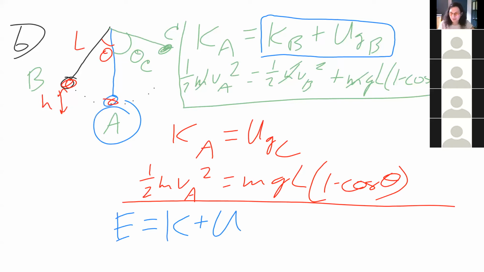Since we're given information about A, my problem solving technique would be to just find the total energy at A. And we already know that that's just a half m v_A squared. And that's how I would solve there. But of course, the energy has to be the same at every point, unless you have friction, which we've already covered one friction problem that you're responsible for.